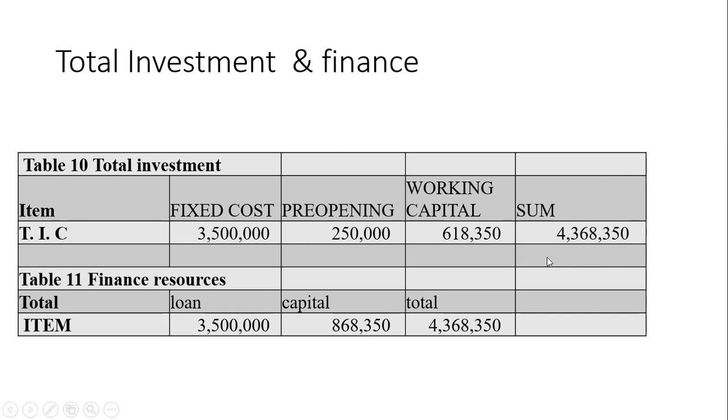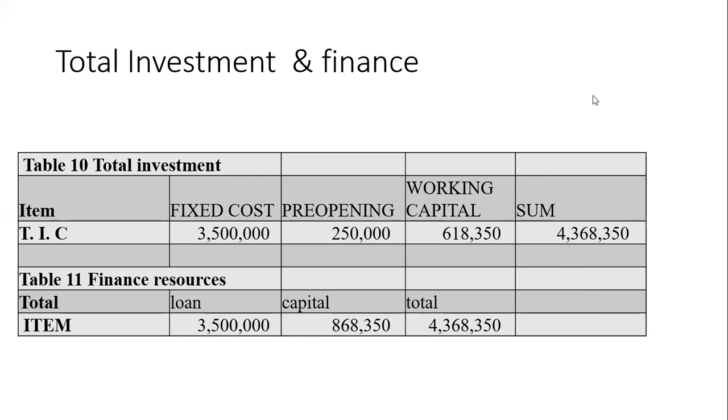What is my total investment for this project? 4,368,350. Here I will be able to take a loan of 3 million and a half, and I have a capital of 868. So again, this is what we calculated, and we found the total investment. The total investment is the amount of money I need to start my business. How can I go into finance? I will be able to take a loan for 3 million and a half, and the rest will be my own capital.